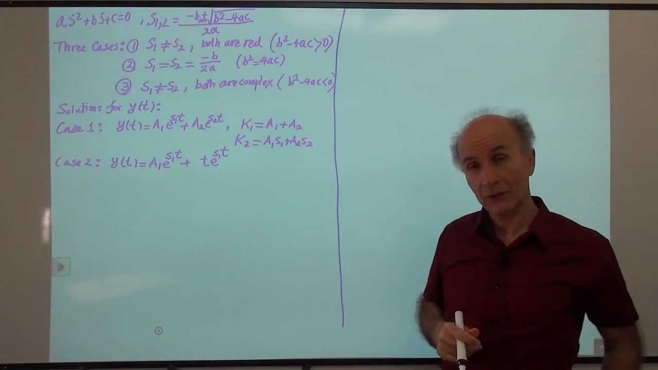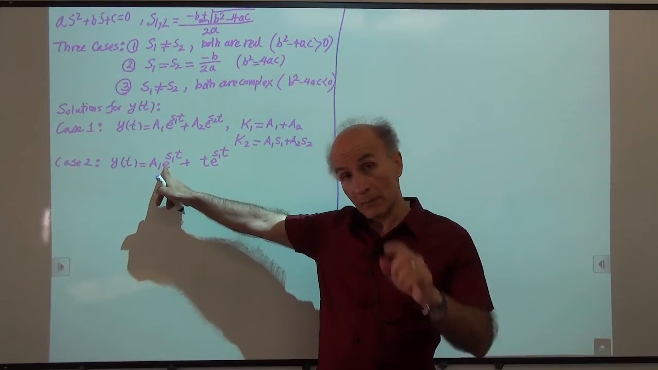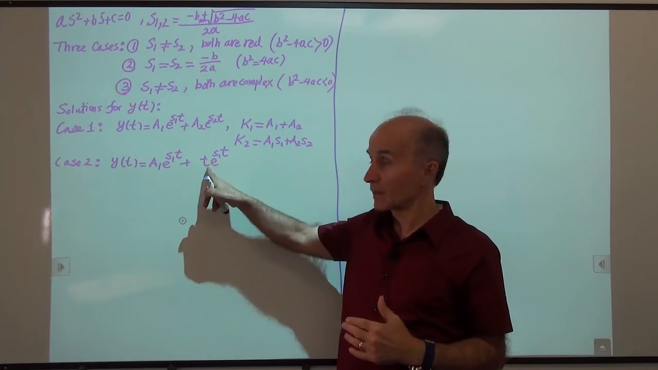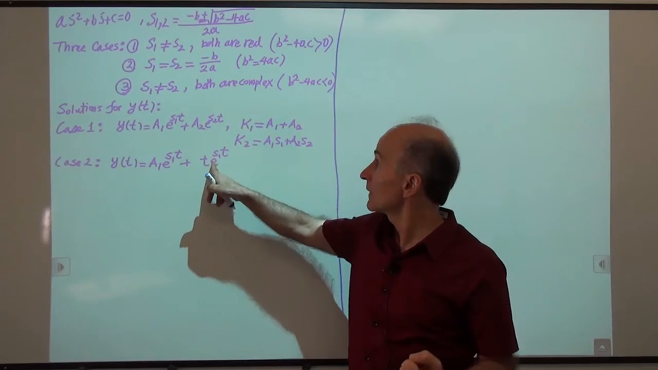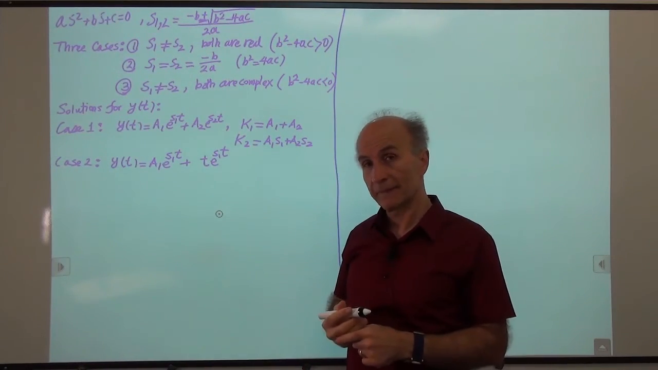Strange but true. Isn't that interesting? So it's the original exponential that we have here, but multiplied by t, multiplied by a ramp. This solution is also acceptable. You don't believe me? Put this in the differential equation, and you will see that, yes, you get 0 on the other side.